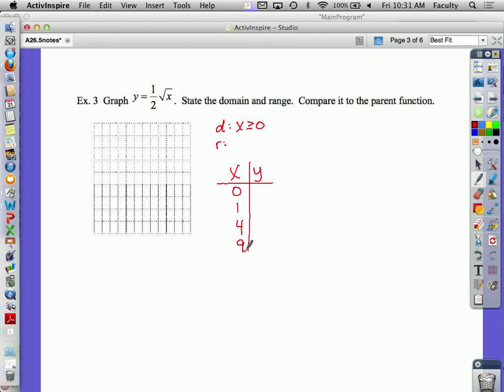So now we're going to plug these in. I'm taking 1/2 times the square root of 0. So that's 1/2 times 0, which is 0. 1/2 times the square root of 1 is 1/2. 1/2 square root 4 is 1/2 times 2, which is 1.